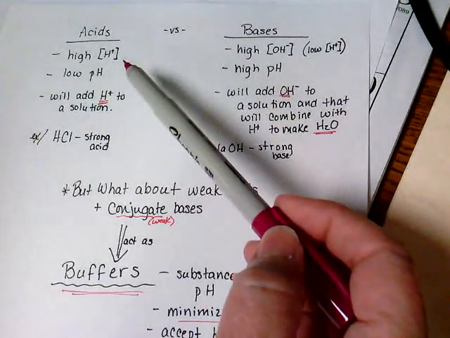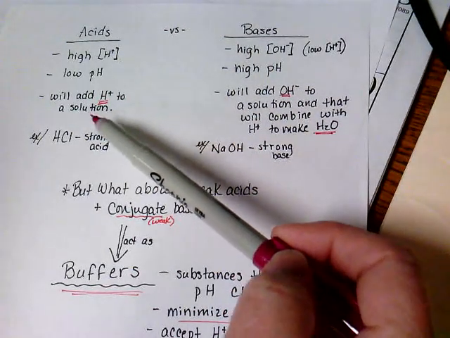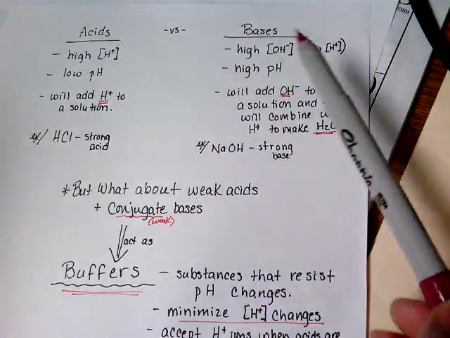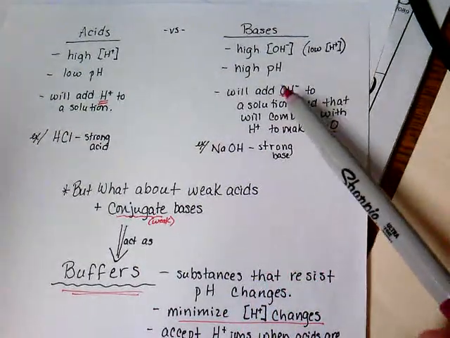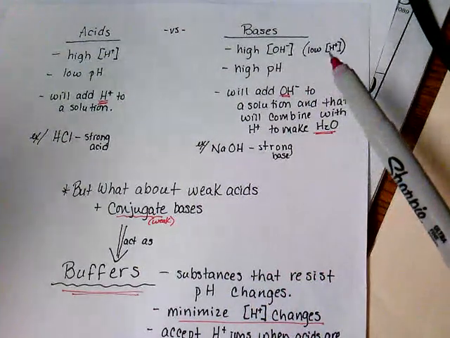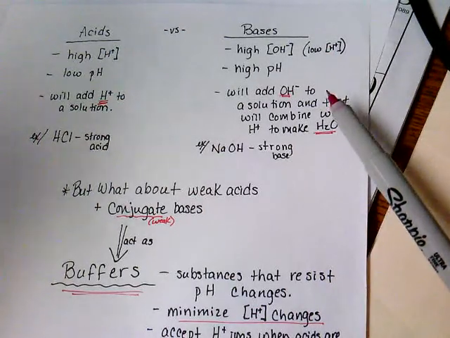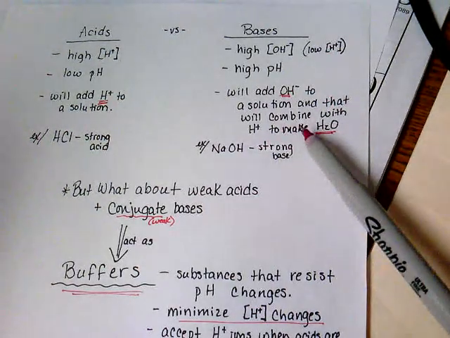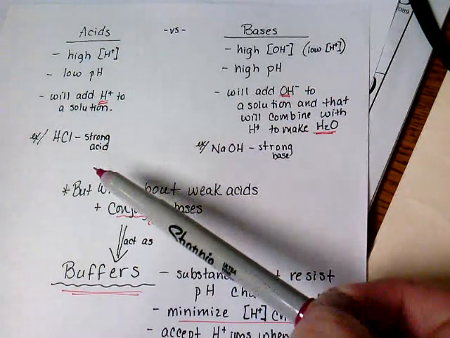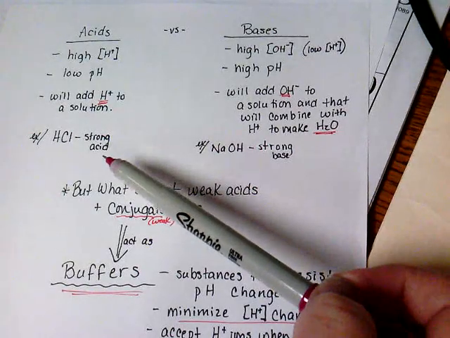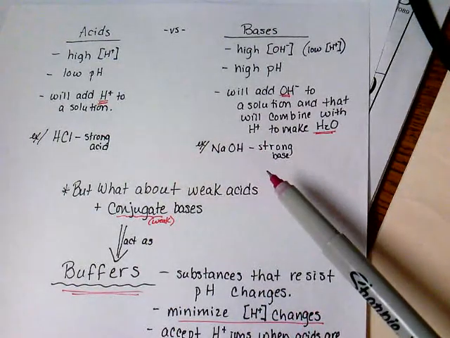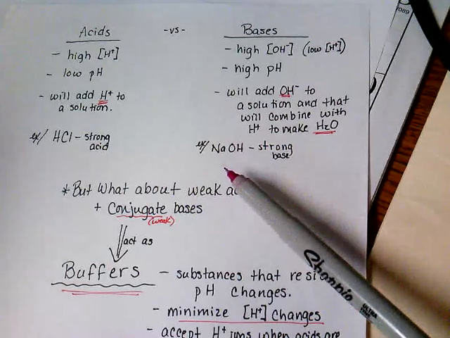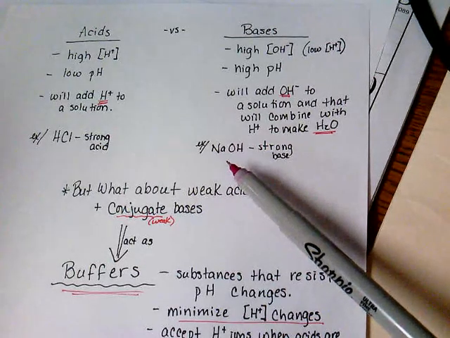Okay, when an acid is added to a solution, it's going to add those hydrogen ions. When a base is added, it will add hydroxide ions, but those hydroxide ions will usually combine with the hydrogen ions to make water and neutralize. Right. So an example of a strong acid we have here, hydrochloric acid. Example of a strong base we have is sodium hydroxide.